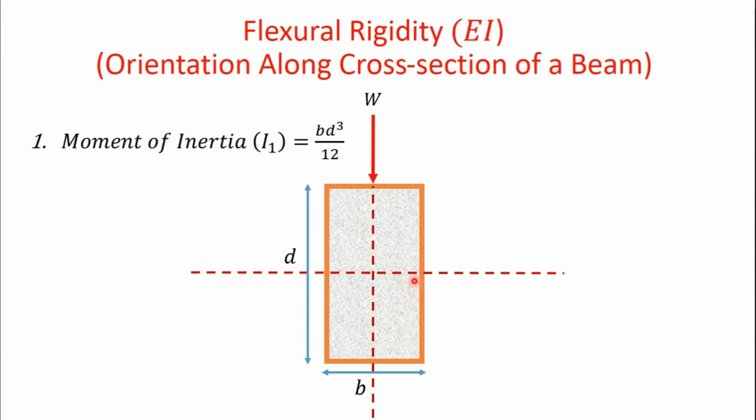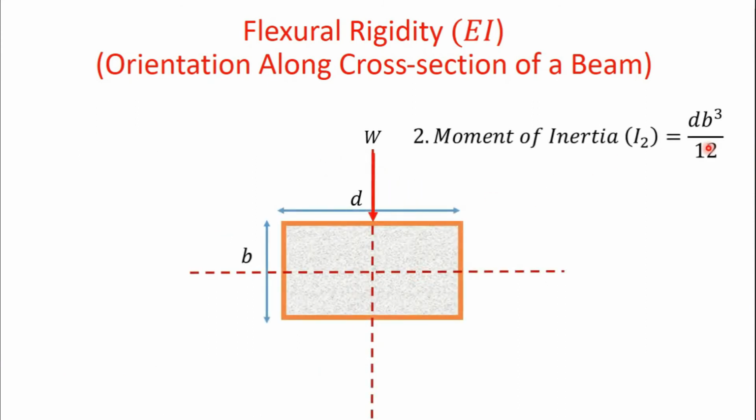And if you change the orientation in this way, then this moment of inertia I2 will be d b cubed by 12, and this time the load direction will be in the direction of b, so you have to cube this side b.